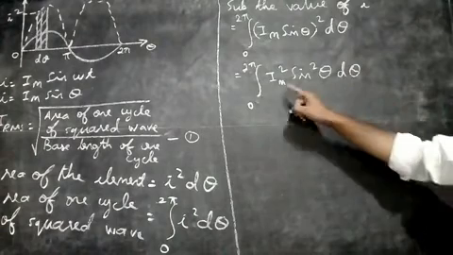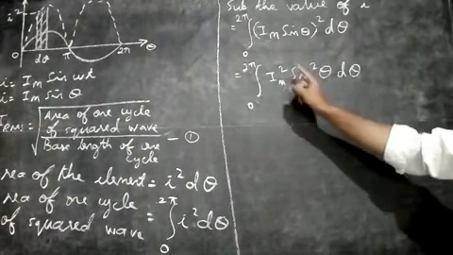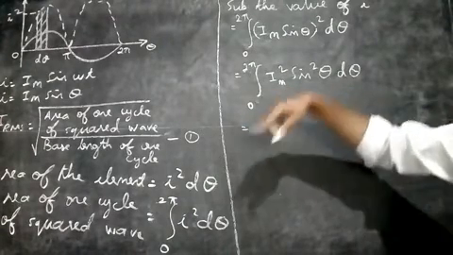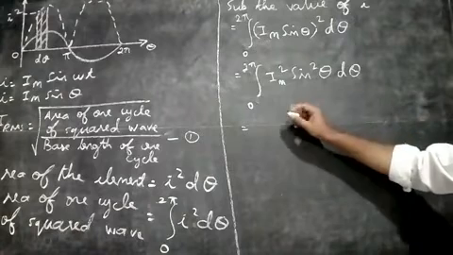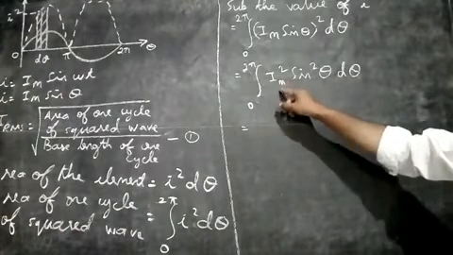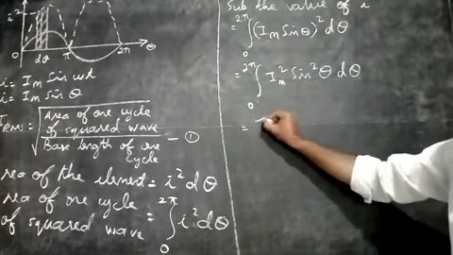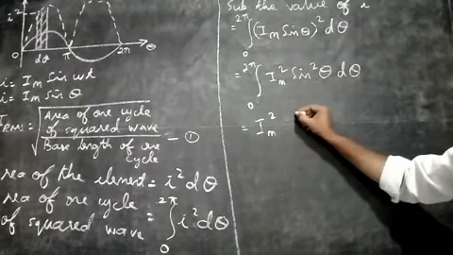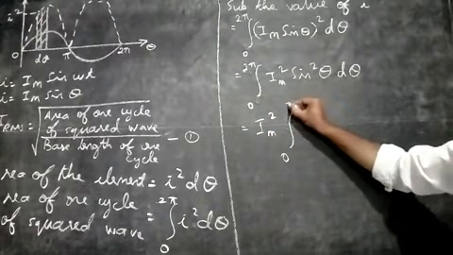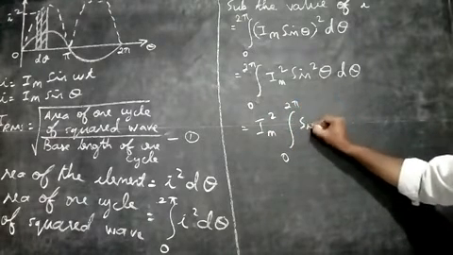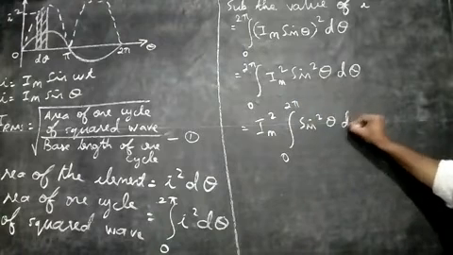Now Im square is a constant, so we can take it out. Im is what? The mean value, or sorry, not the mean value, the maximum value of the current. So we have Im square going outside, and the integral from 0 to 2 pi of sine square theta d theta.